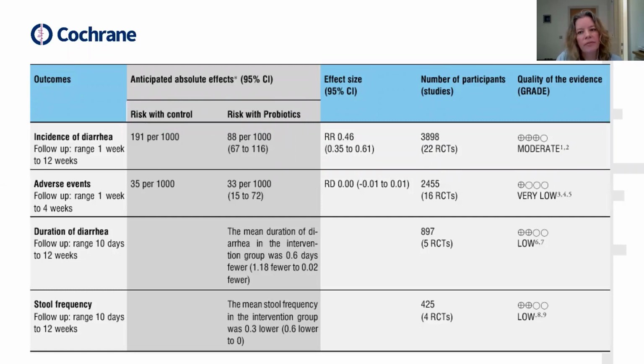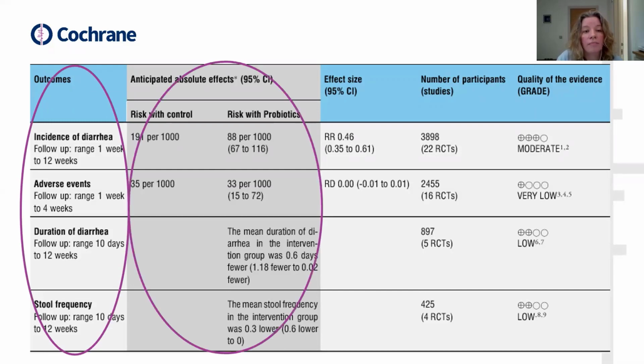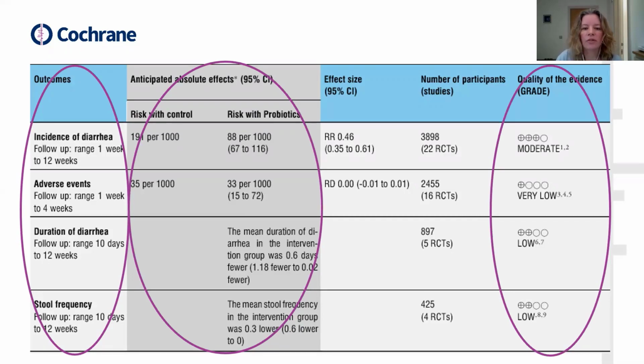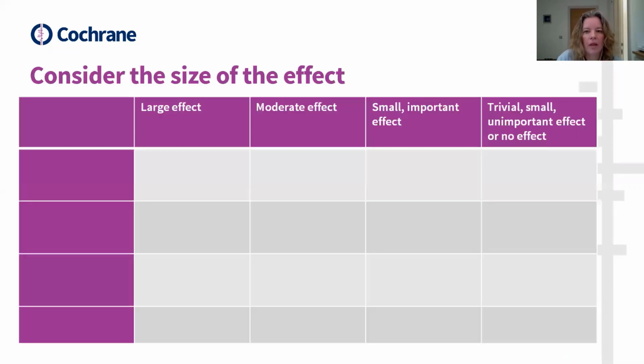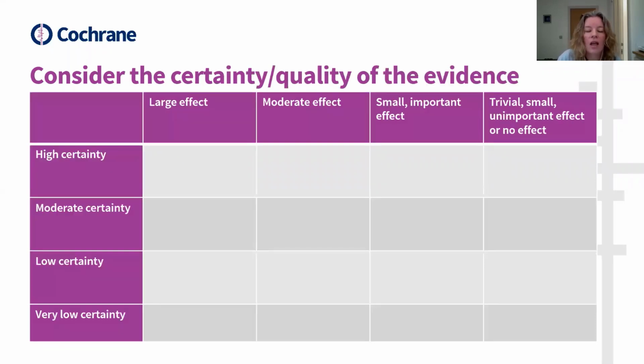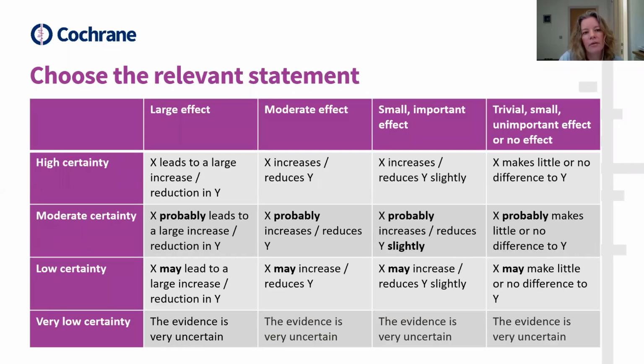So when you're creating your narrative statements, the bits you need to focus on are the outcomes, the absolute effects, and the certainty of the evidence. So this is typically the kind of information that you want to take from the summary findings table to form your narrative statement. And how do you go about doing that? Well, you use the GRADE matrix, and you take the result for an outcome, and you want to decide whether you think it's a large effect, a moderate effect, a small important effect, a trivial, small and unimportant effect, or no effect at all. And then the next step is to look at the certainty of the evidence for that particular result. So is it high, is it moderate, is it low, or is it very low?